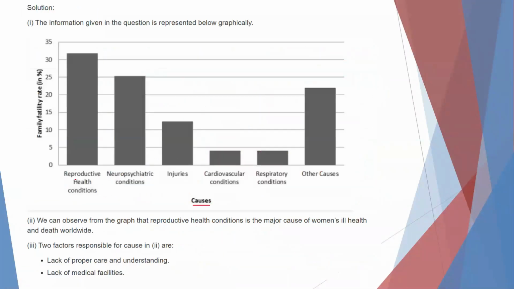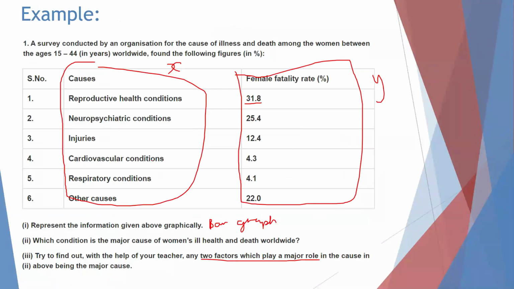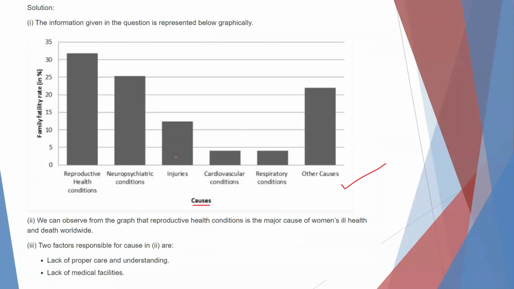After we do this, we label and give the titles for each bar. So we have reproductive health conditions, injuries, and so on. And that fills our x-axis. Now moving on to the y-axis, we have the female fatality rate over here, which is here 31.8. For all of this we just have to make a proper scale. Here I've given intervals of 5, so 5, 10, 15, 20, 25, 30, 35.